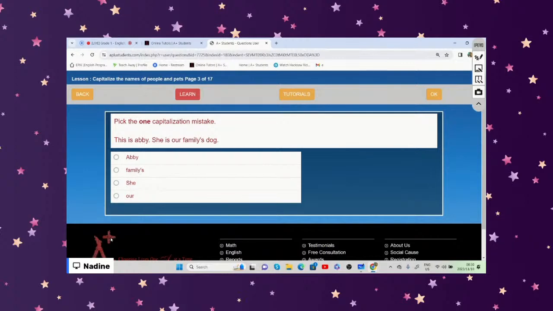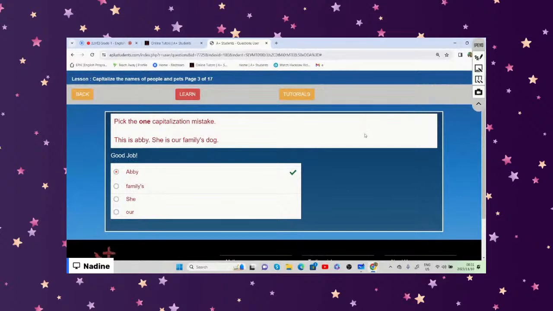So if we select the capitalization mistake, then we're going to say it's Abby. Yes, lovely. So Abby is correct. And she is our family's dog, but it's just that we write it in capital letters. But well done. Abby is correct.